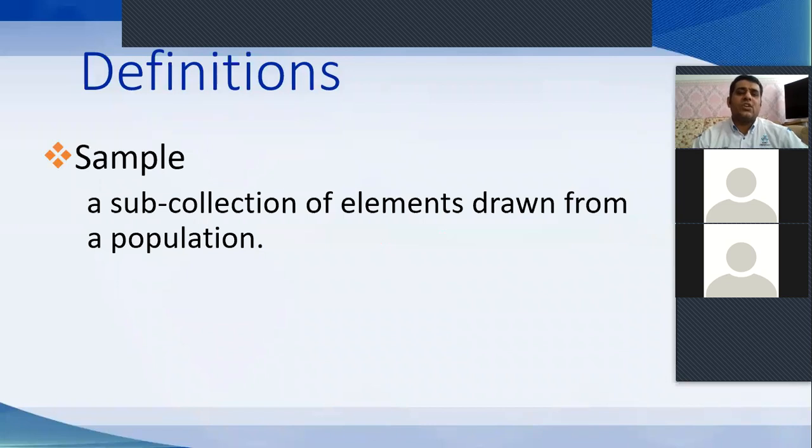Then the second thing is the sample. What is a sample? A sample is a sub-collection of elements drawn from the population. So from the population we have selected a few people, and that is considered our sample. Now I have explained this.